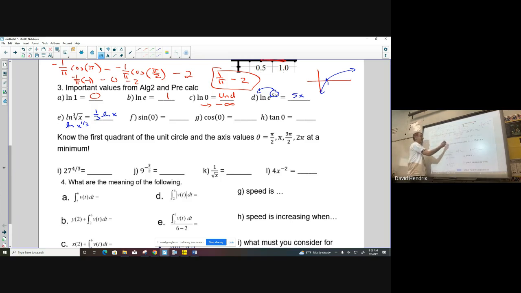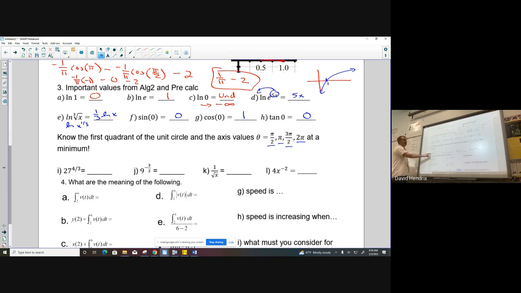We need to make sure, look, sine of 0 shows up a lot, which is going to be 0. Cosine of 0 is 1. Tangent of 0 is 0. But then you're probably going to need to know all the first quadrant on the unit circle, and also the values at the axes, like pi over 2, pi, 3 pi over 2, and 2 pi. You need to know those cold, okay? It'd be best to know all the unit circle, but at a minimum, you need to know the first quadrant, and these are the ones that show up the most.